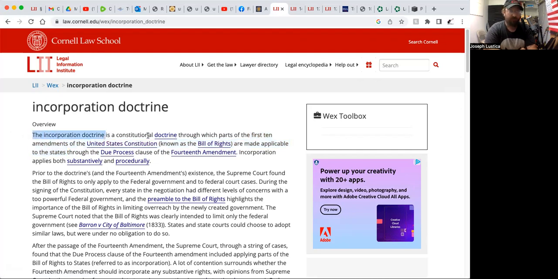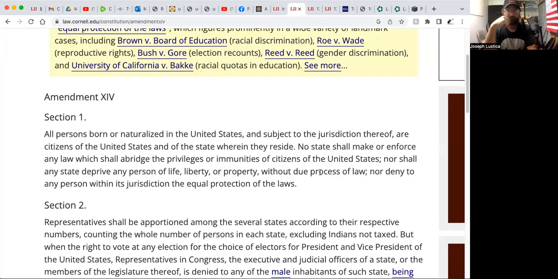It says the Incorporation Doctrine is a constitutional doctrine through which parts of the first 10 amendments of the United States Constitution, known as the Bill of Rights, are made applicable to the states through the Due Process Clause of the 14th Amendment. Oh, let's go back to our Due Process Clause, right? Nor shall any state deprive any person of life, liberty, or property without due process of law.